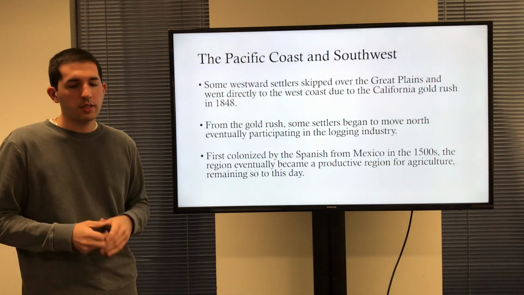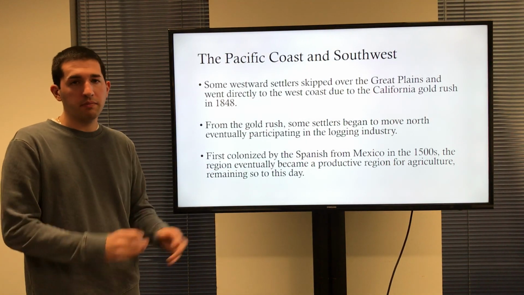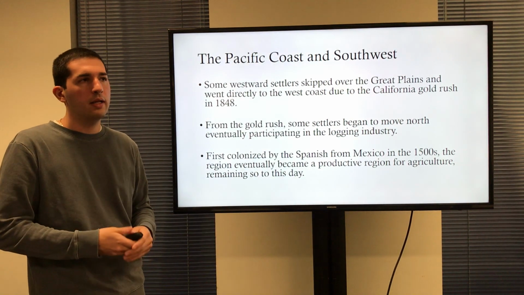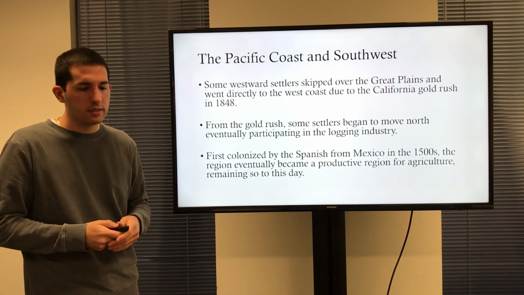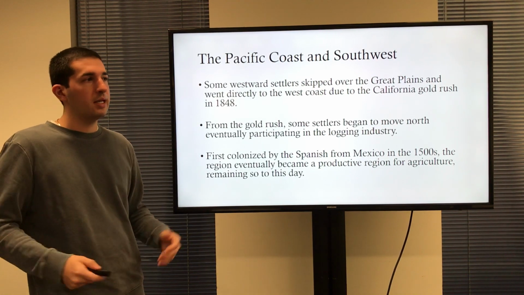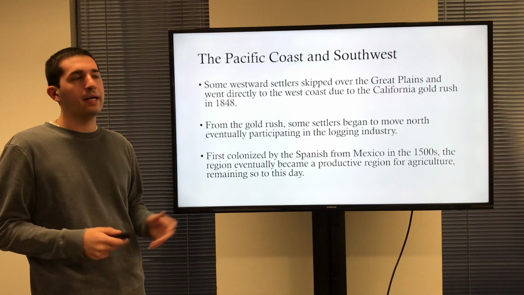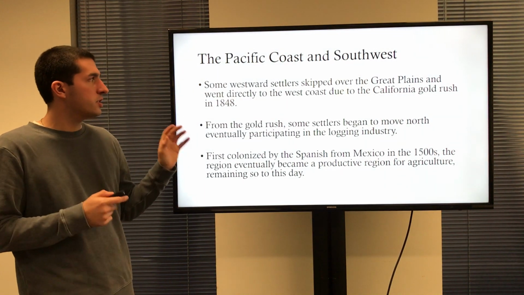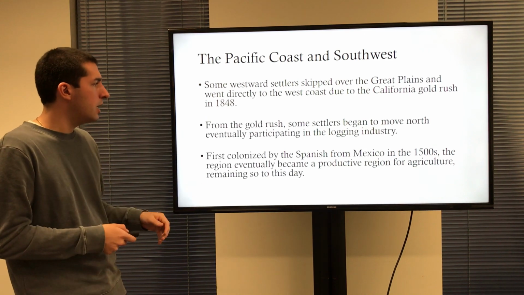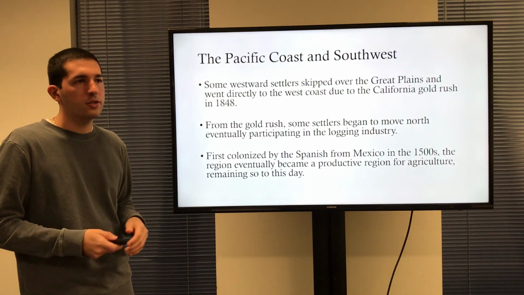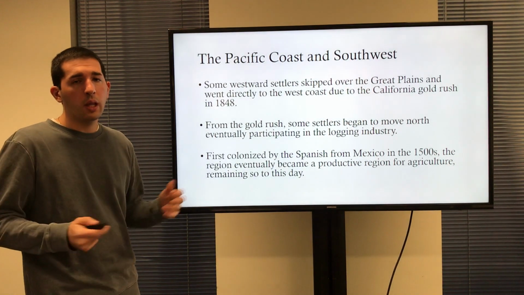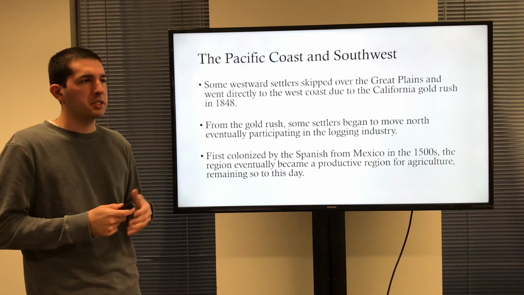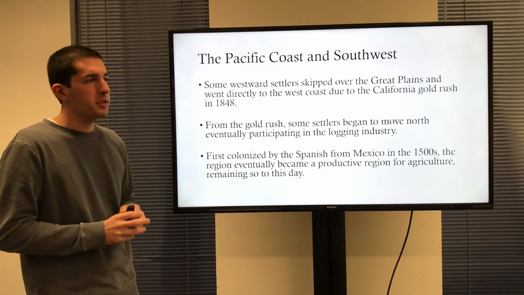Now, westward settlers sometimes skipped over the Great Plains completely, never even took part in the Dust Bowl or other things going on in the center part of the United States. They went directly to California because in 1848 there was a gold rush that lasted into the 1850s. And that's what helped develop the Pacific Coast, California, and the West Coast. But from the gold rush, some settlers decided to move north into the logging industry up in the Pacific Northwest. And that pretty much takes care of that early colonization of the Pacific Coast.